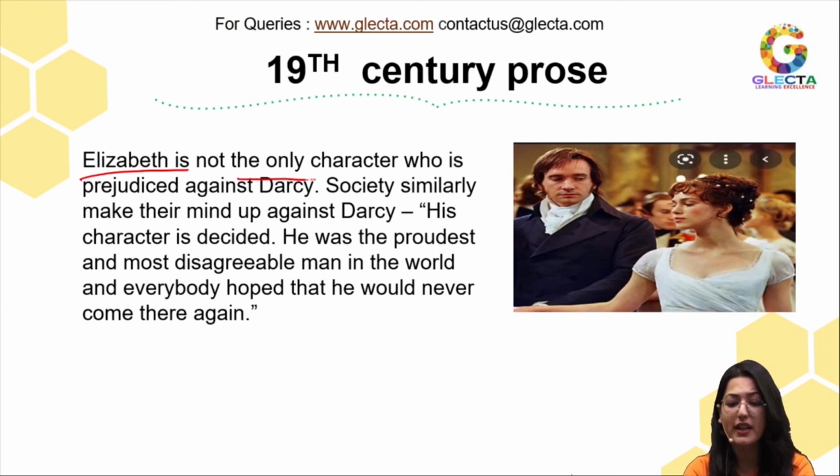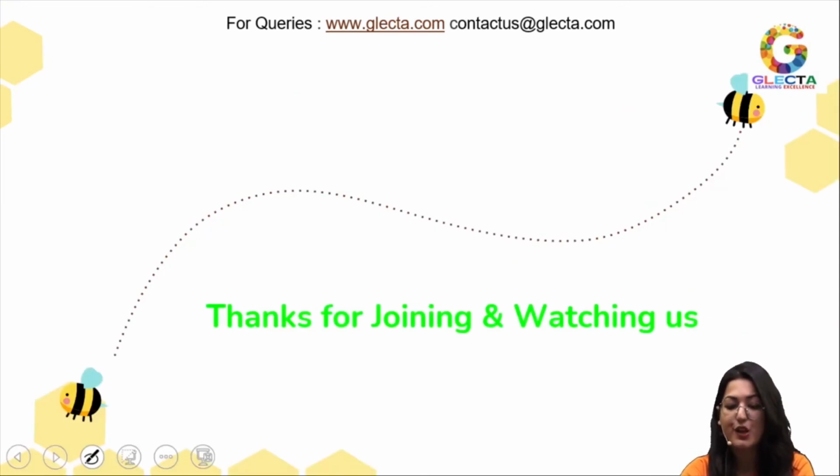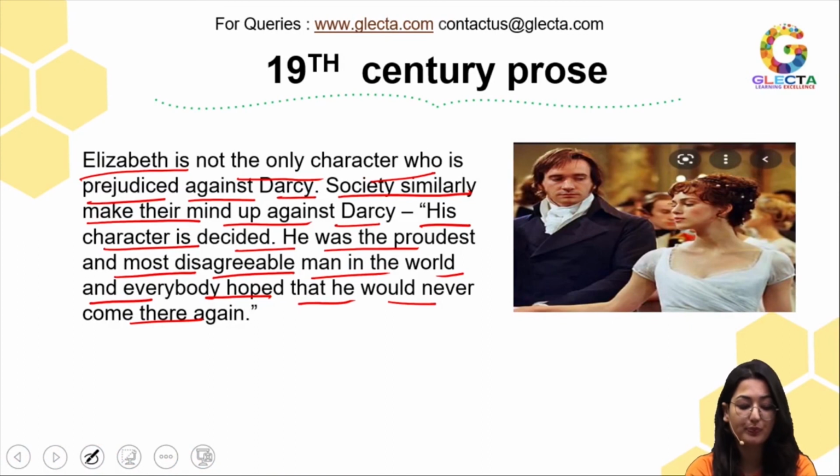Elizabeth is not the only character who is prejudiced against Darcy. Society similarly makes up its mind against Darcy. His character is decided. He is the proudest and most disagreeable man in the world, and everybody hoped that he would never come there again. So here you can see the mindset of Elizabeth toward Darcy.